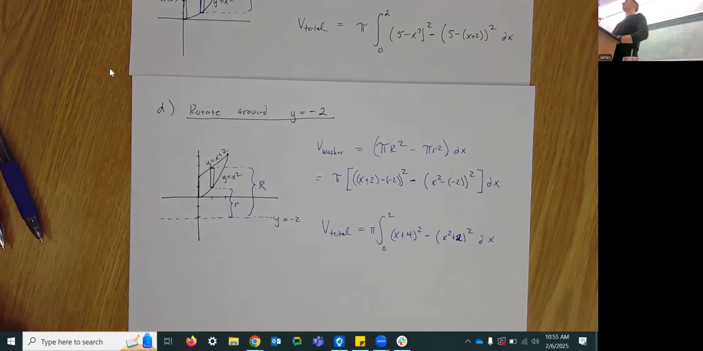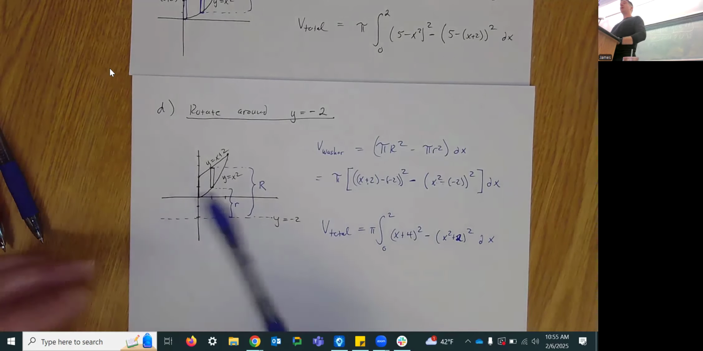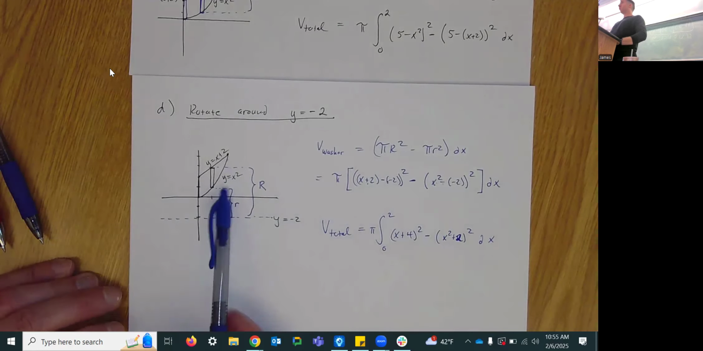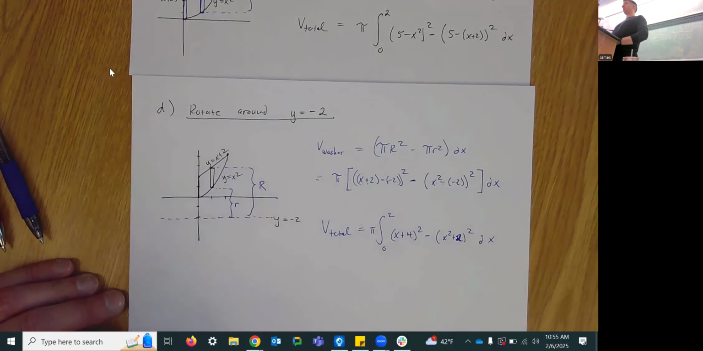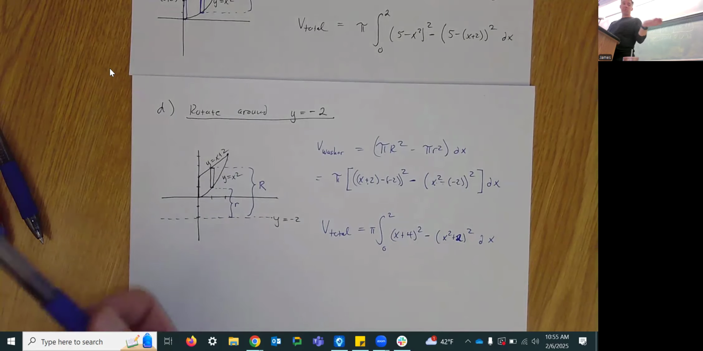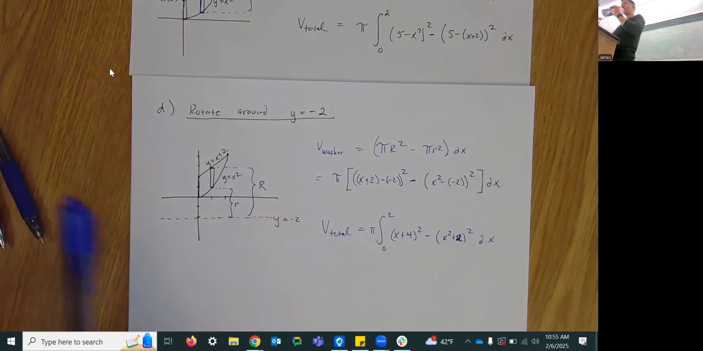So setting these up can be kind of tedious, but again, I think if you draw the picture of the region, draw your axis of rotation, and draw your perpendicular strip, it's not too terrible to figure out what's going on after that. Yeah, let's look at a different shape. But questions about anything I said so far?